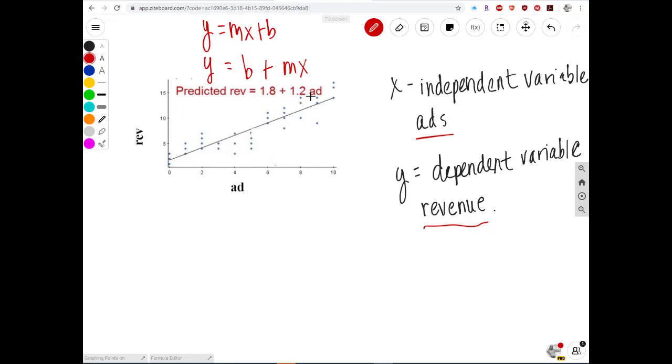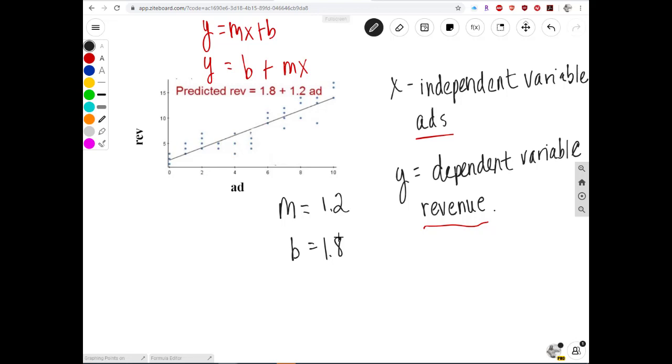So we had already established the independent and dependent variable. Now let's look at what these numbers mean. Well, I also know that my slope is going to be this number in front of the independent variable. So my slope is 1.2. And my y-intercept, which is in this place right here, is 1.8. Okay, great. So this has given me a lot of information.